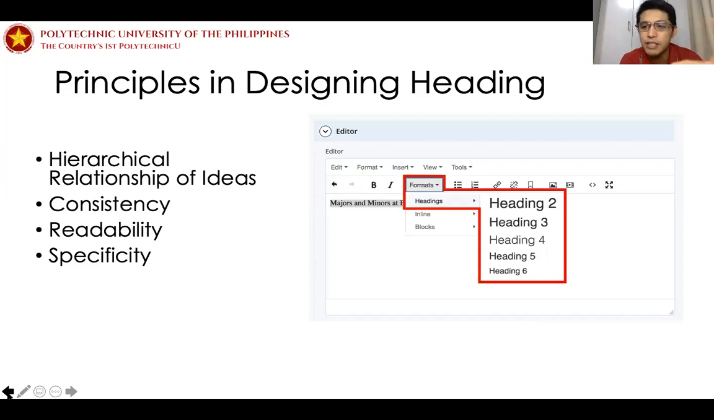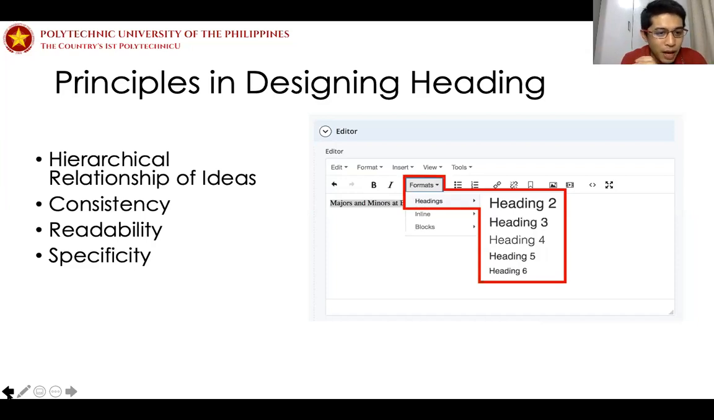Third, readability. That means we have to design a particular format for our headings to make sure that, number 1, there is a distinction among the levels of the headings. That's number 1. Second, that the readers would not have problems identifying, let us say, which heading a particular heading is under. That is something that we need to really consider, no?